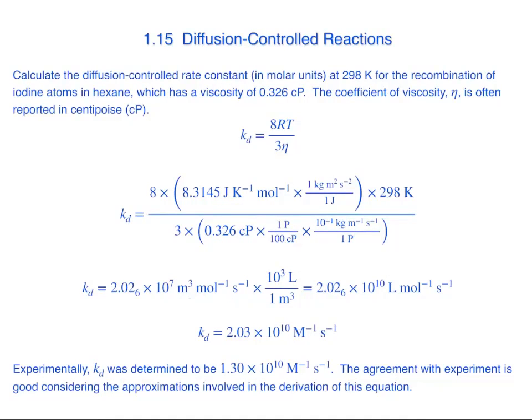Experimentally, the diffusional rate constant was determined to be 1.30 times 10 to the 10 molar minus 1 seconds minus 1. So the same order of magnitude as what we just calculated. And so the agreement with the experiment is quite good considering the approximations involved in the derivation of this equation.